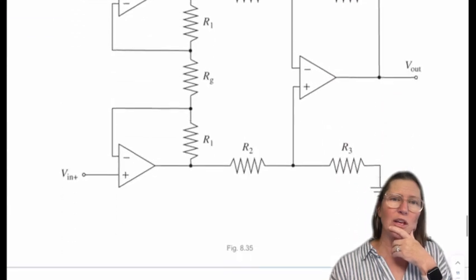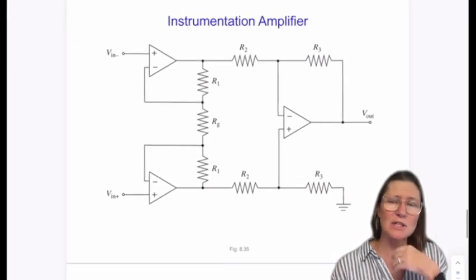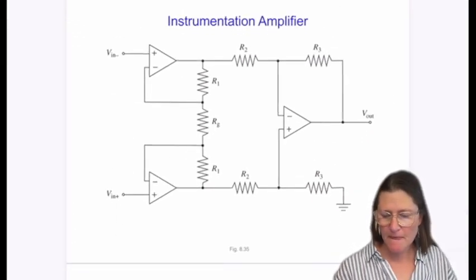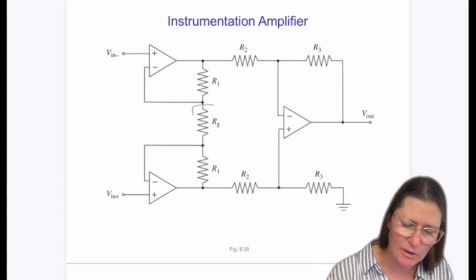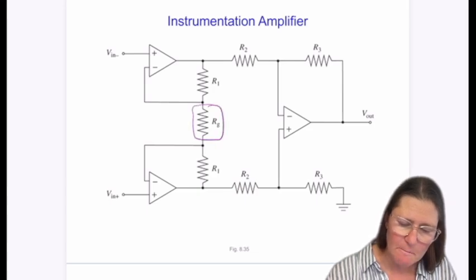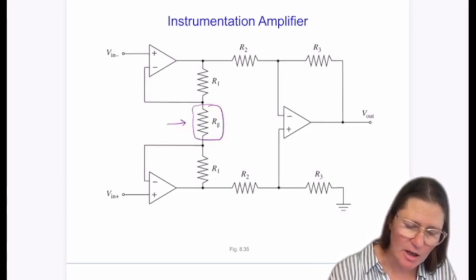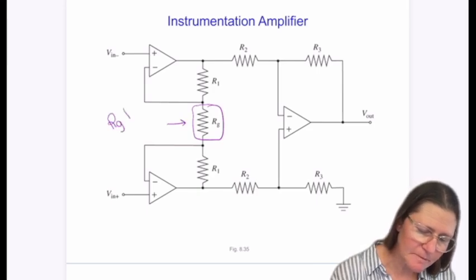So what they created instead is called this instrumentation amplifier. And with this instrumentation amplifier, they use this resistance here, RG, and only one resistor to control the gain.